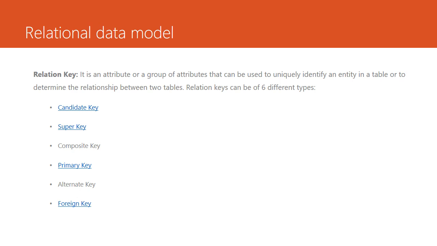For example, an employee relation has two attributes, employee ID and PAN number, that act as candidate keys. In this relation, employee ID is chosen as the primary key. So the other candidate key, the PAN number, acts as the alternate key.